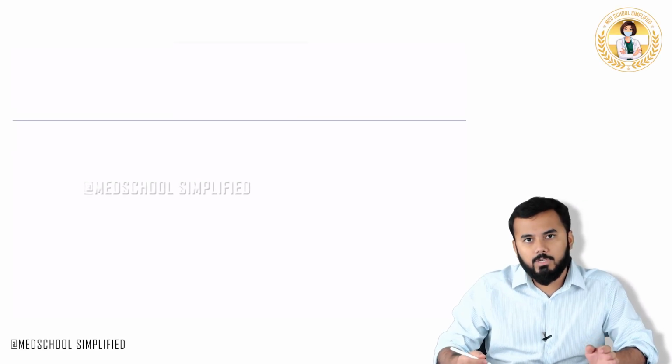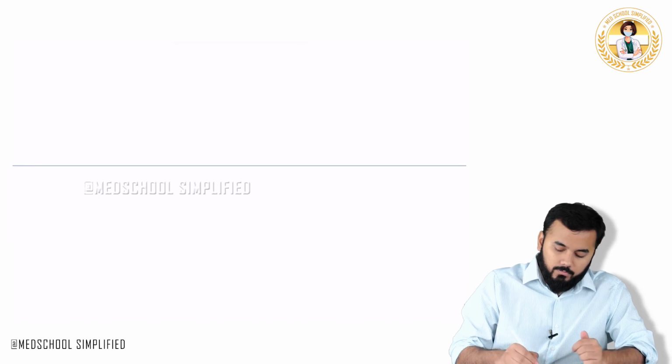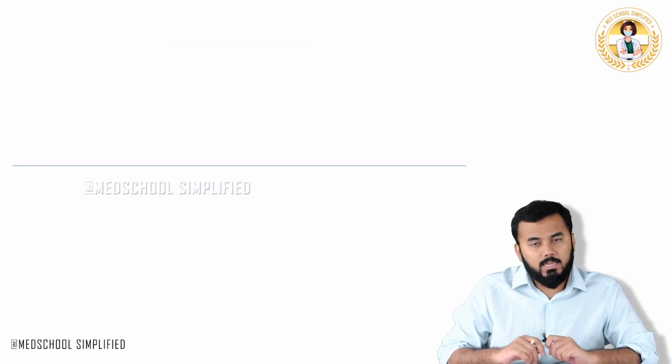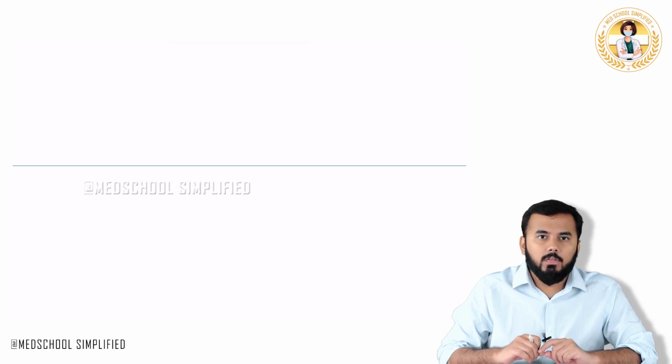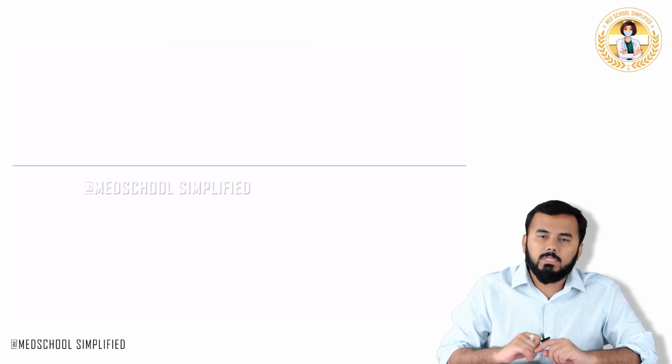Hello guys, so now we shall be discussing the pancreas. All of you know that the pancreas is a mixed gland. Why is it called a mixed gland? Because it has both exocrine as well as endocrine activity. Because of both the exocrine activity and the endocrine activity, you call it a mixed gland.